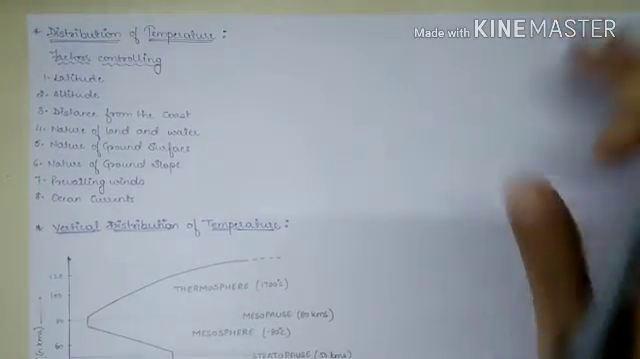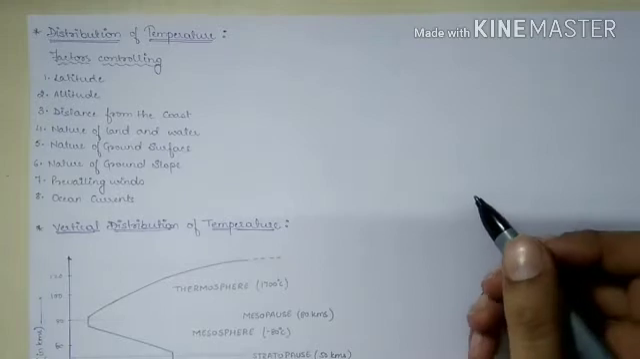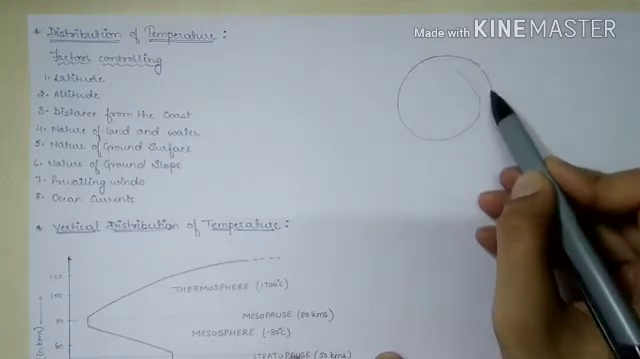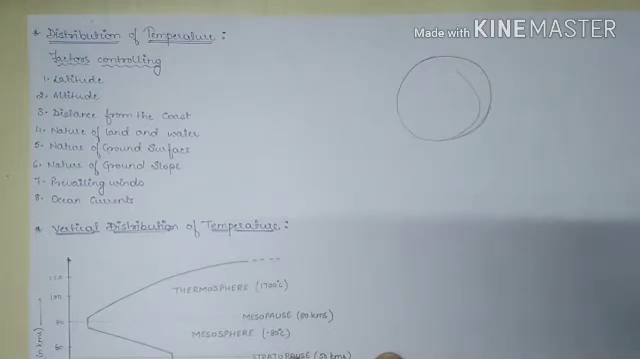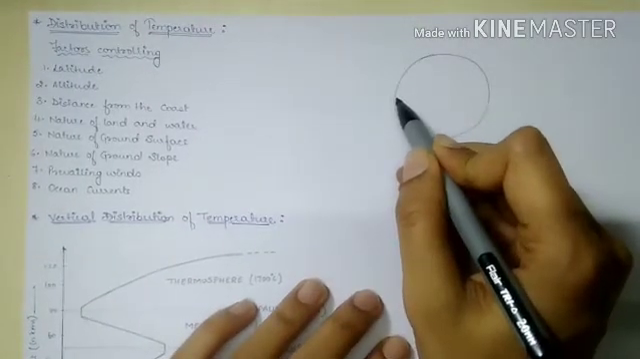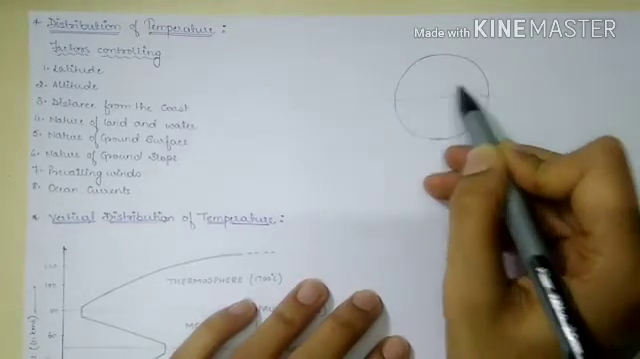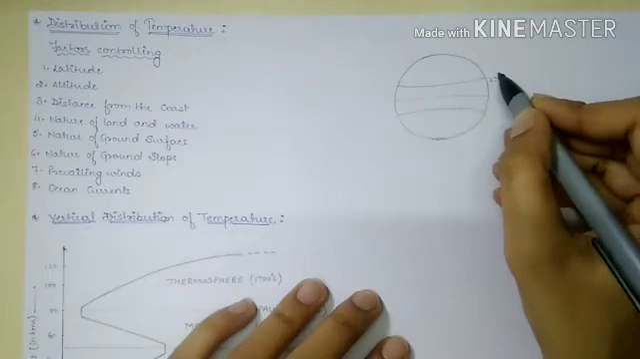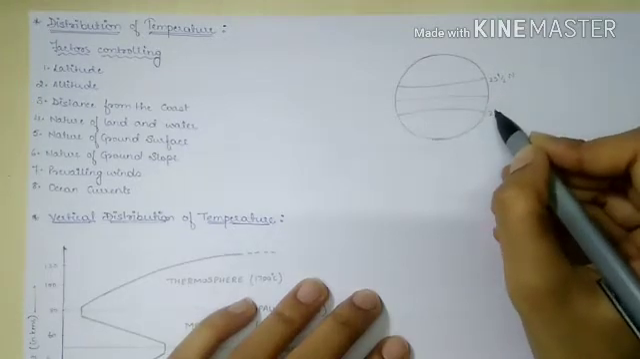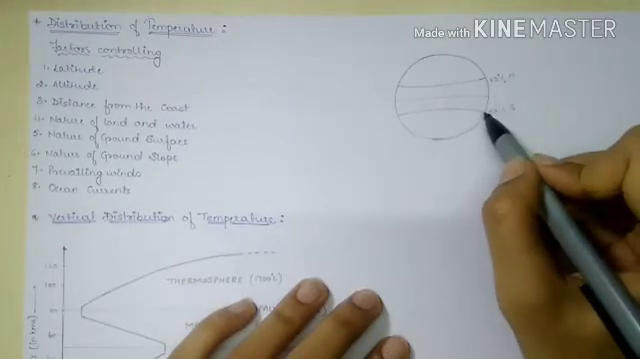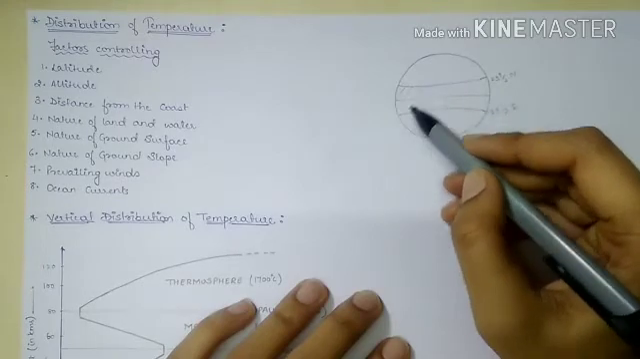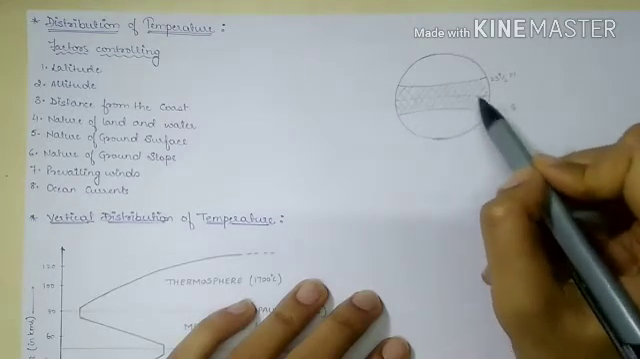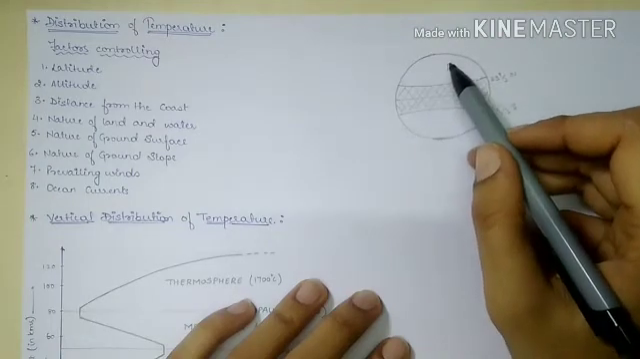Now we will study the distribution of temperature. As we all know, consider this is our earth. When we look into the basic horizontal distribution of temperature, the area ranging from 23.5 degrees north to 23.5 degrees south, that is from the Tropic of Cancer to the Tropic of Capricorn, receives the highest amount of sunlight. That means it receives the highest amount of insolation, and hence this area is the warmest among all others.